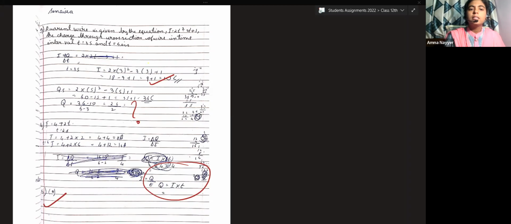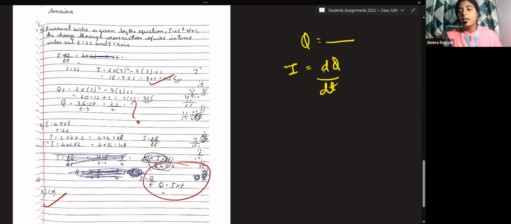Then Samaira, in this manner only. If you are given value of charge, then simply you can find current by differentiating it. But if you know current and you want to find out charge, then you have to integrate it from T1 to T2, whatever is the value.